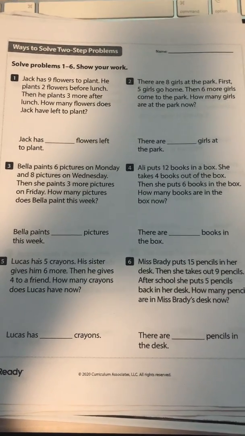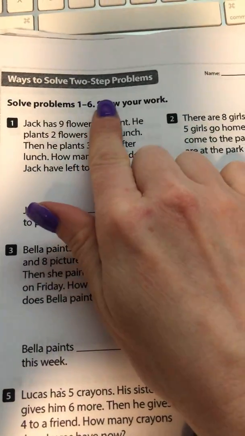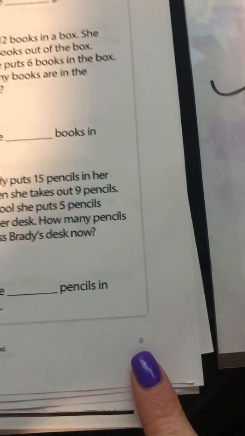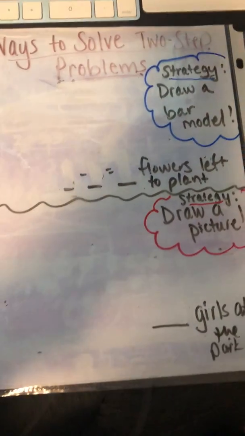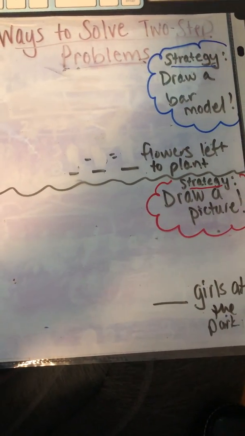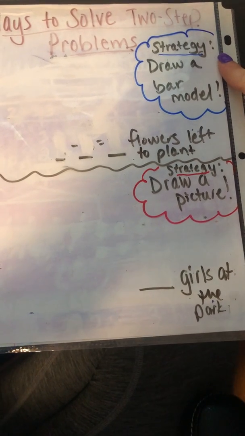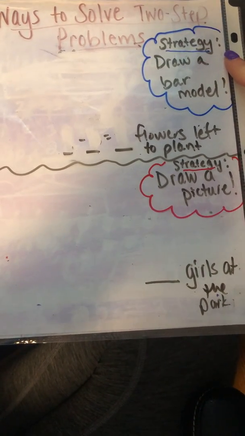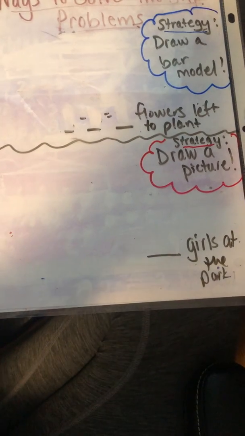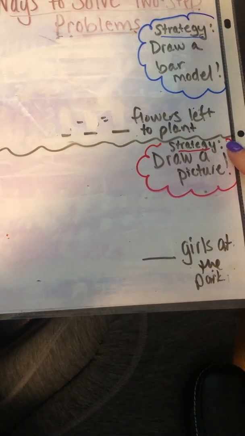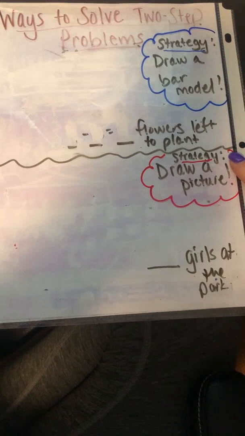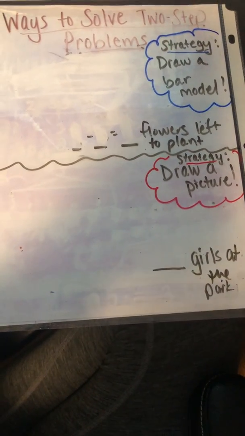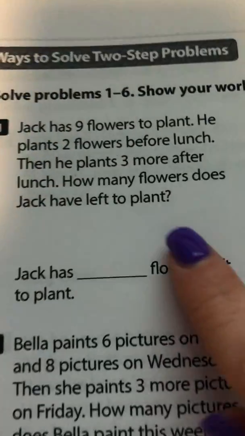Restituyo here. We're going to be looking at ways to solve two-step problems, and that is on page 9 of your math packet. Okay, so there's two strategies I'm going to show you today for ways to solve two-step problems. The first strategy we're going to use is drawing a bar model to help you solve. Another strategy you can use is to draw a picture. Okay, these strategies help you visualize the word problem and then be able to solve. So let's look at the first problem together.